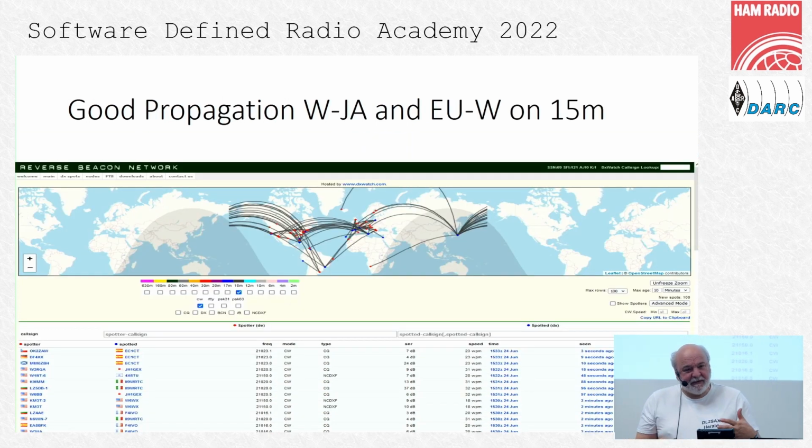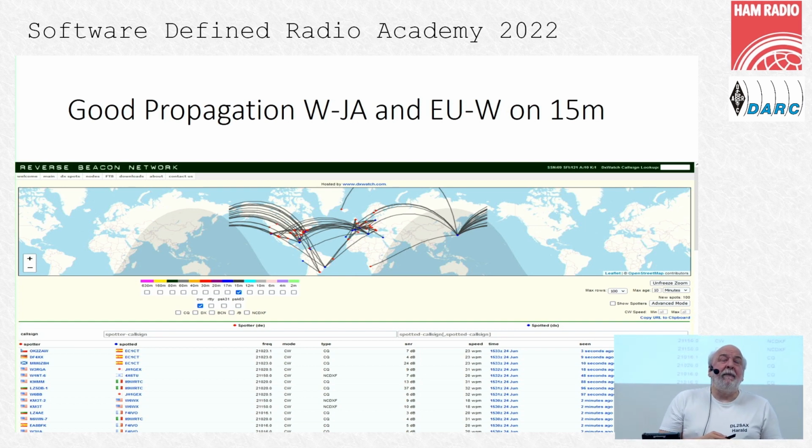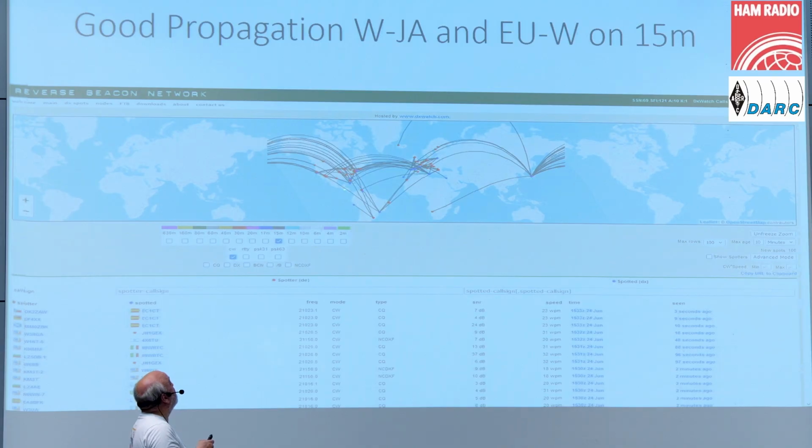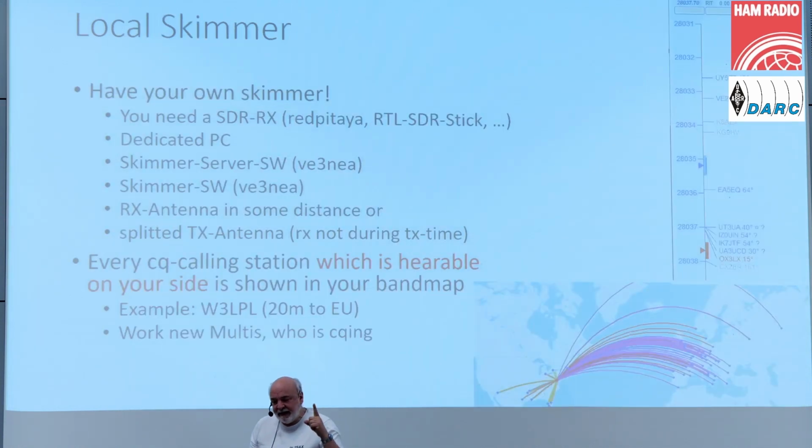You can also use this from the other side to have a look where the band is open. I selected here 15 meter, and the 15 meter band was open from Europe to stateside, and also from stateside to JA. That means the propagation on 15 meter, the band is open. Then this is the skimmer network, but you can also have a local skimmer at your own station.